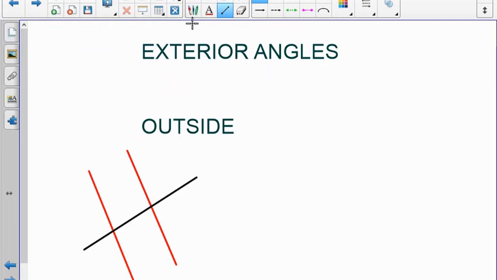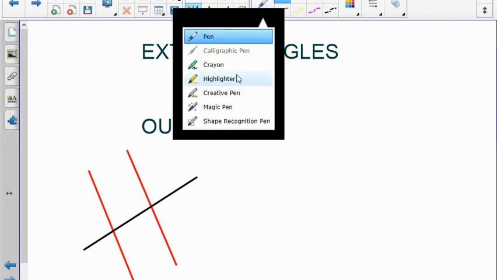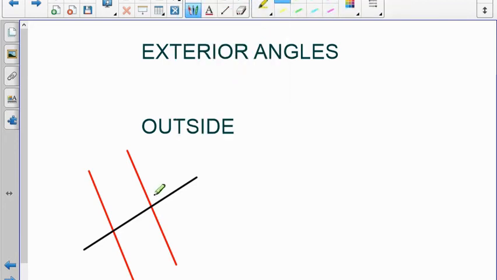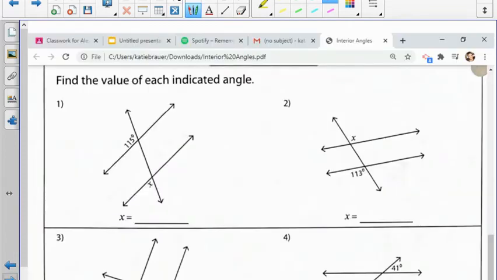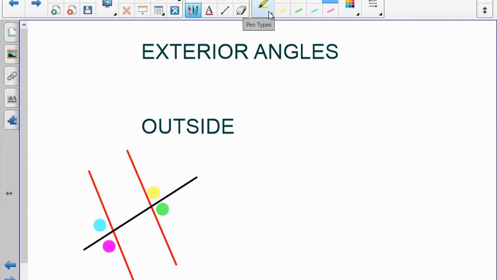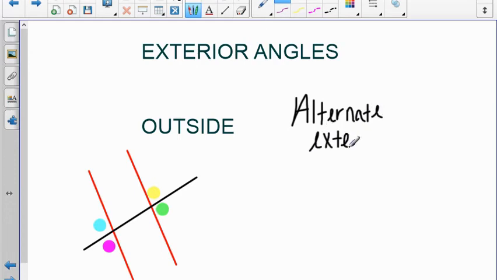And when we're talking about exterior angles, we're talking about the outside now. So, for example, we've got 4 angles outside. We've got this angle, this angle, this angle, and this angle. Those are the only 4 angles outside of those parallel lines. So it's the same stuff as before. Let's see what kind of problems you're going to have: alternate exterior angles. Alternate means they'll be on opposite sides.